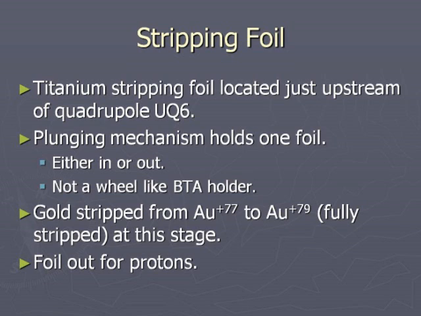So I should note that at this point, gold is still 77, right? We stripped from 32 to 77 in the BTA. There are still 2 electrons left, and this is the last stripping stage in the chain. It's just upstream of UQ6, which is a few feet past the stub tunnel, and I have a map to show you. You go through UGE1, and the stripping foil is pretty much right there. It's a titanium foil that, unlike the BTA foil wheel, is just a plunger. It's either in or out. I think there's some impetus for making steps so that if we wear a point in the foil, we can just step it by 1 beam size. But at the moment, it's either in or out.